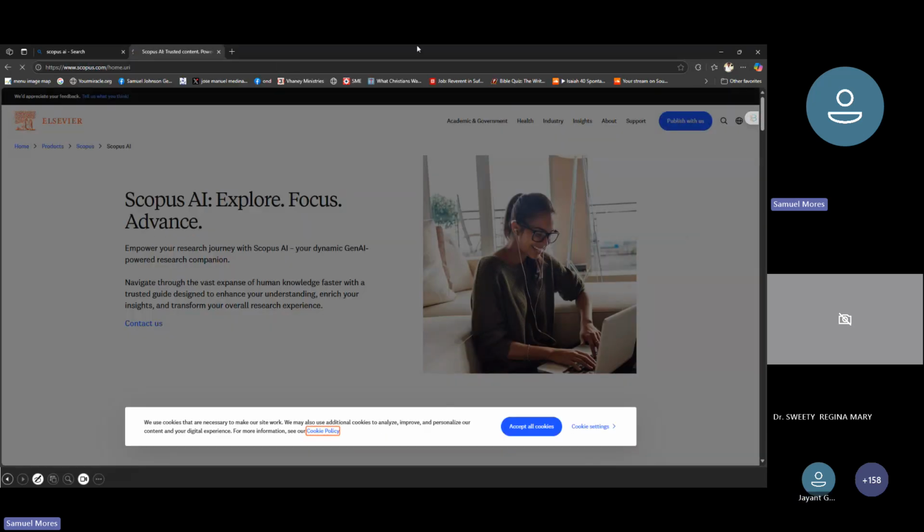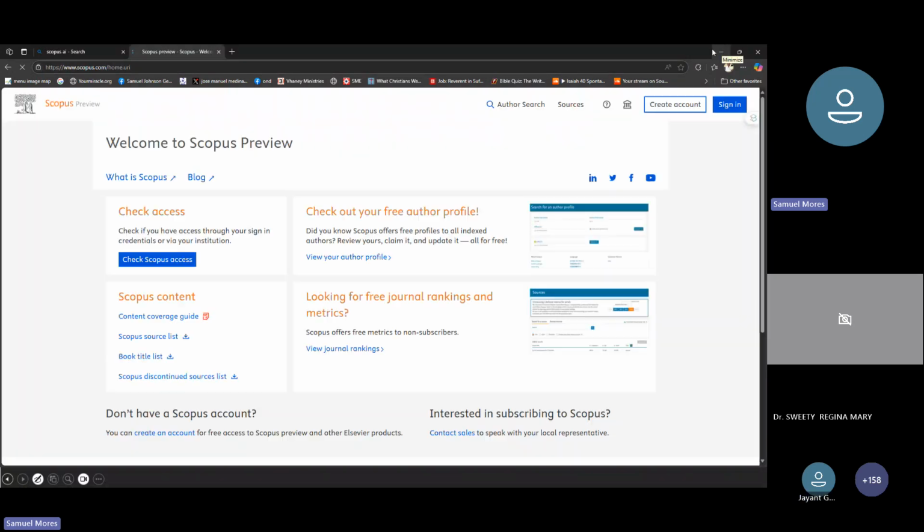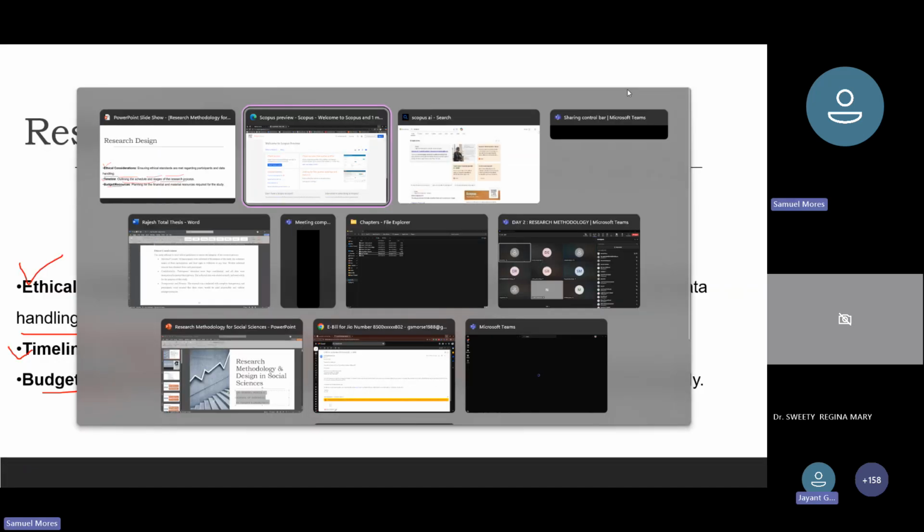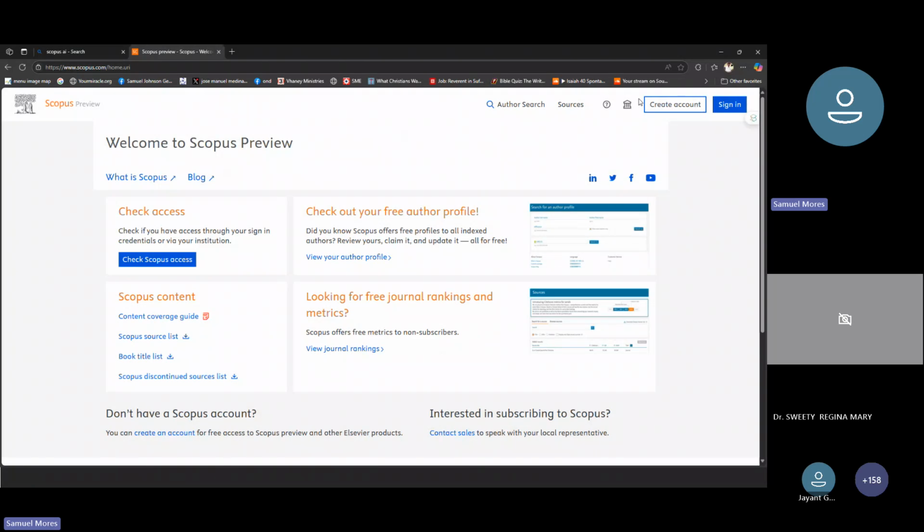But is ChatGPT not allowed? No, it is allowed. ChatGPT generated data is allowed, sir. It is allowed. There is no restriction to a particular AI tool, but what purpose you're using it for is important.